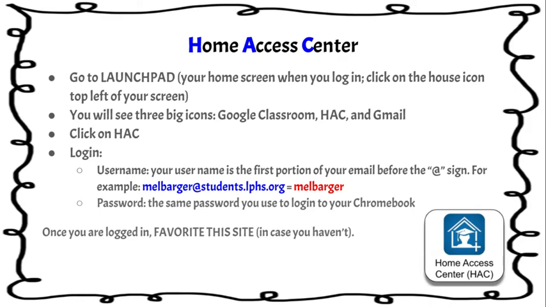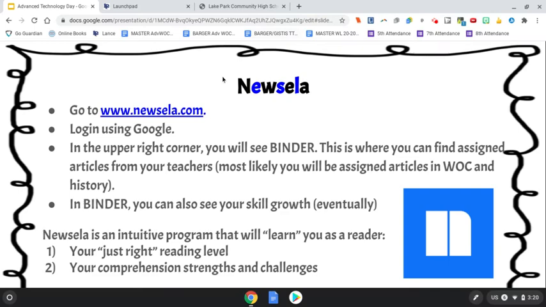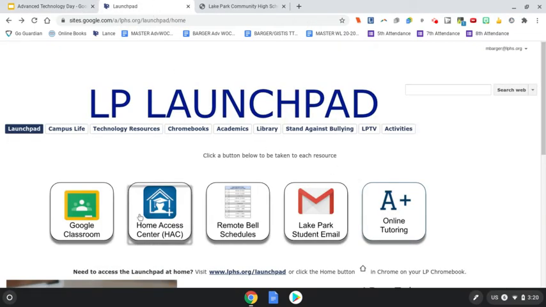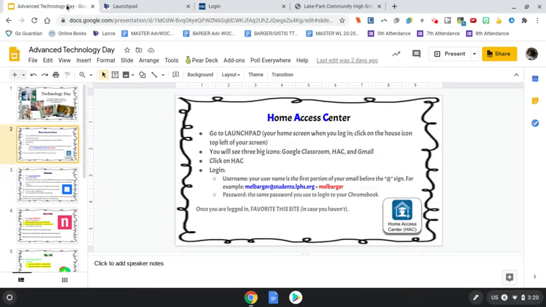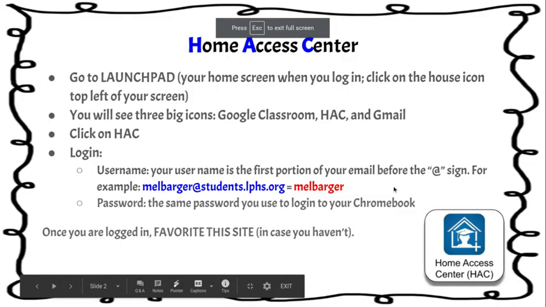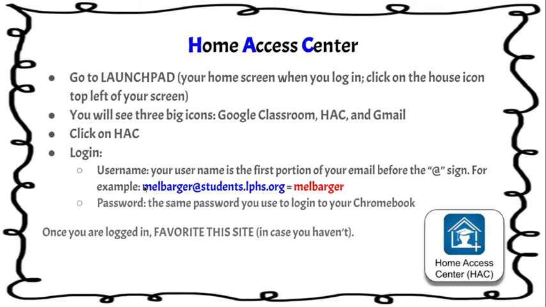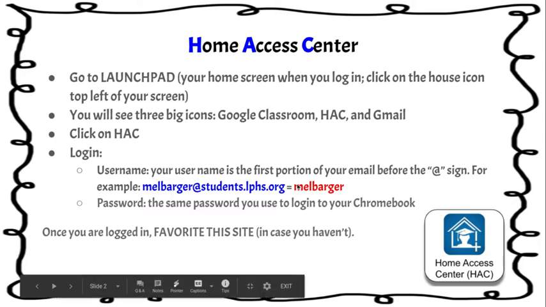In order for you to access the Home Access Center, you are going to need to start at the launch pad. That's how you will get there. So let me take you guys through that route real quick. When you're at the launch pad, you'll see the icon for the Home Access Center here, and you just click on it and it will take you to this login page. The user ID that you're going to use is the first part of your email address at Lake Park. So if this was my email address, then this is the part, what's in red right here, that I would put in for my username.